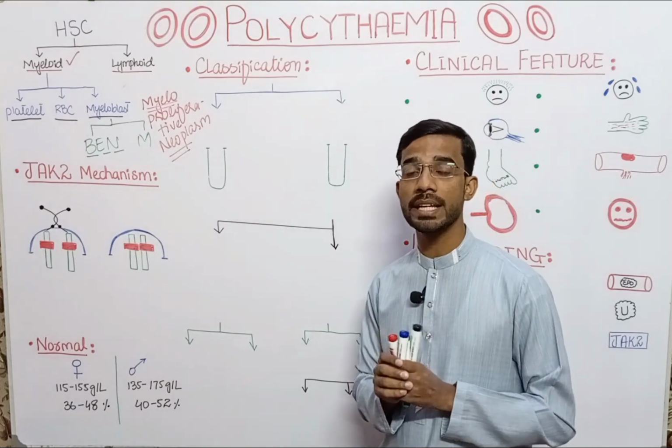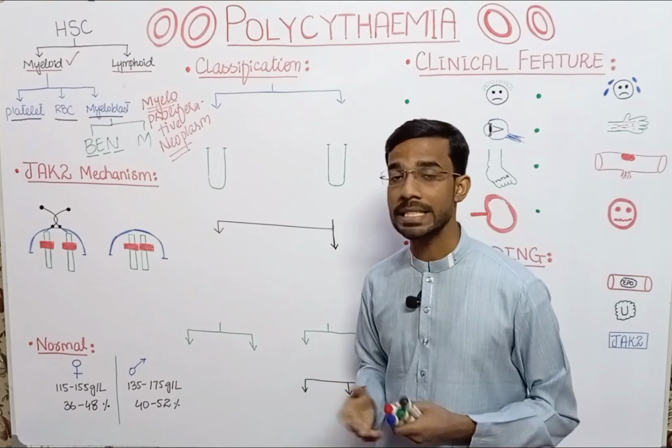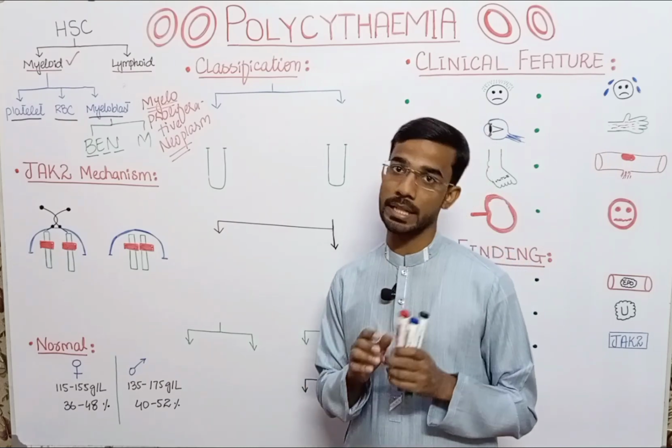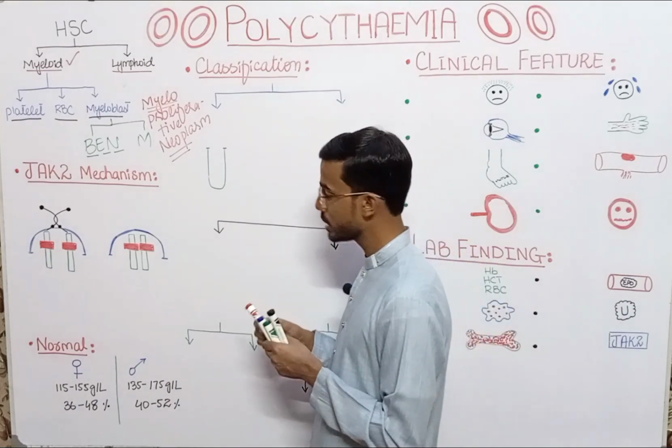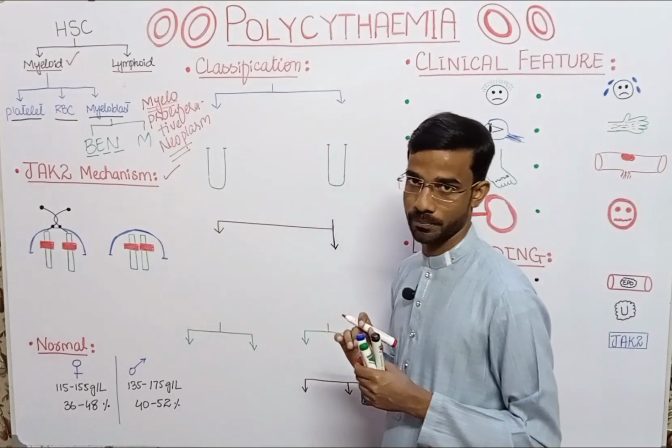Next we will discuss the mechanism of how RBCs increase in number. First of all we discuss it genetically. Which pathway? First of all we will discuss the JAK2 mechanism.